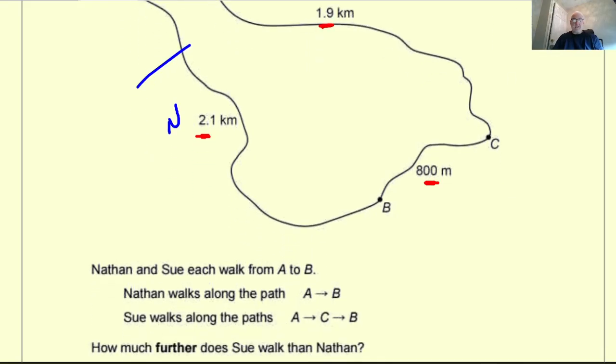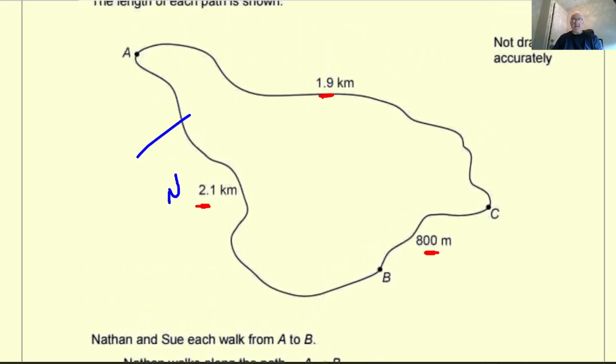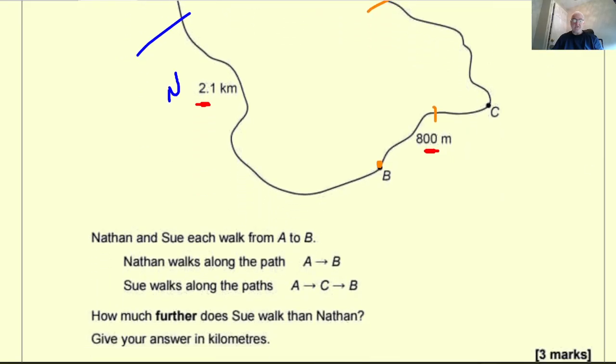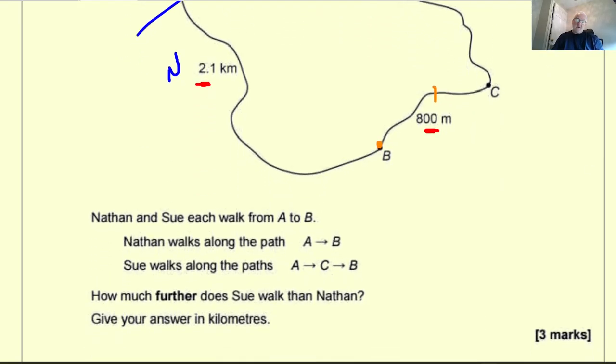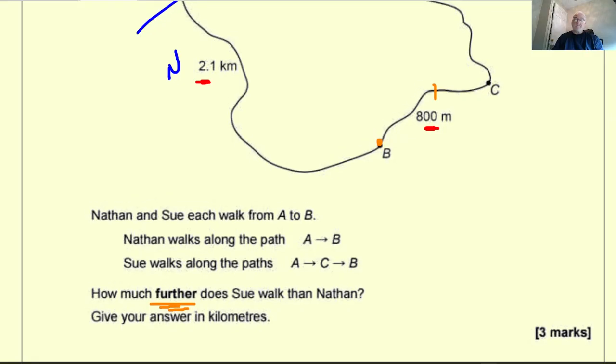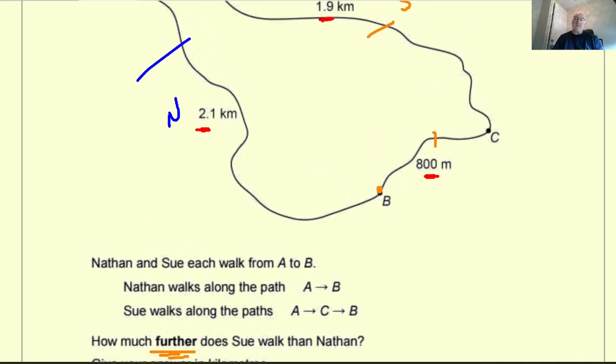Okay, and then Sue walks along the path A to C to B, so Sue goes this side. Okay, so this is Sue's path, and she also gets down to here, so Sue's going to go on both of these paths. Nathan will only use the one. How much further does Sue walk than Nathan? So it's telling us that she's walking further. Okay, give your answer in kilometers.